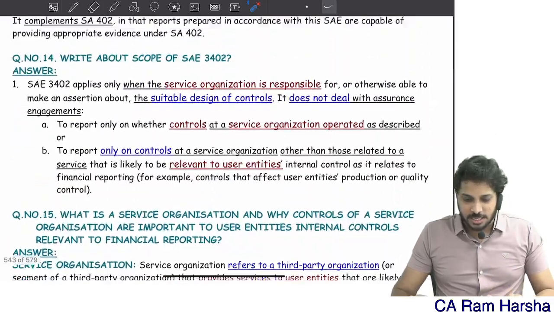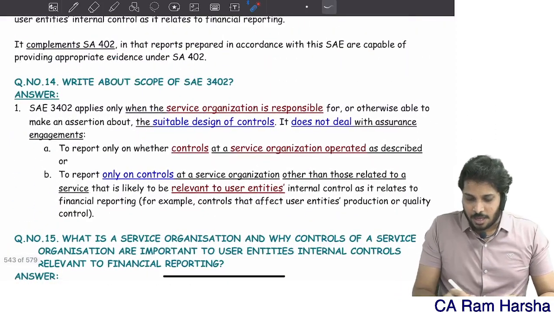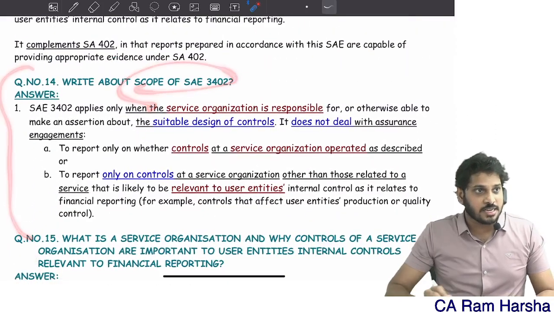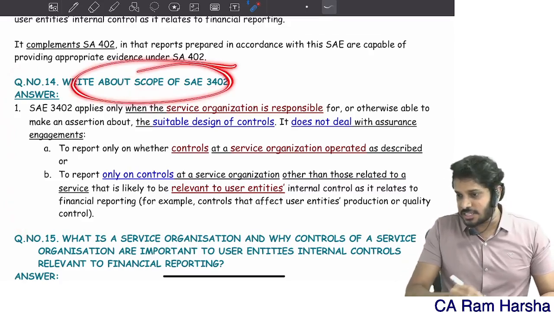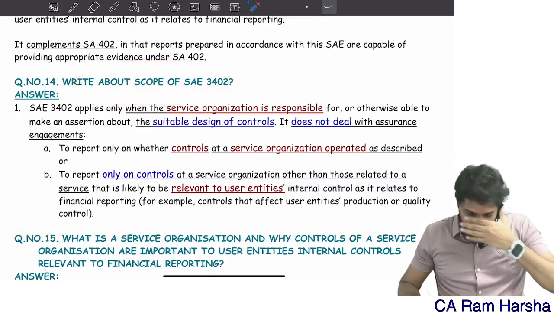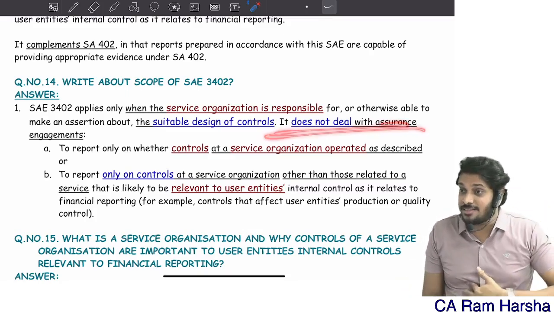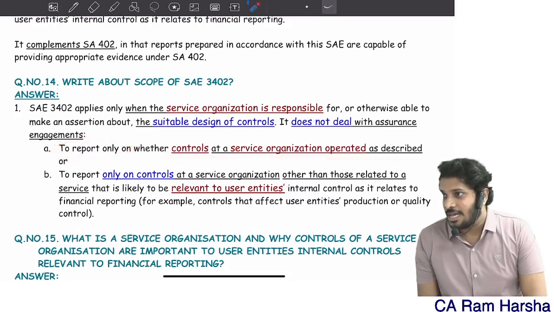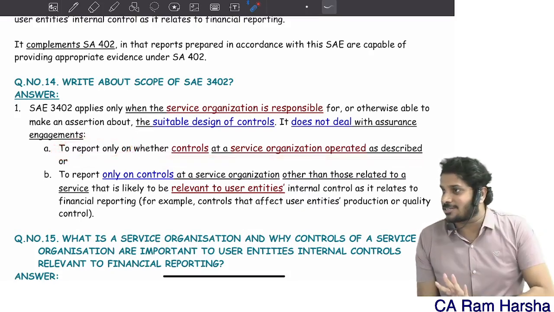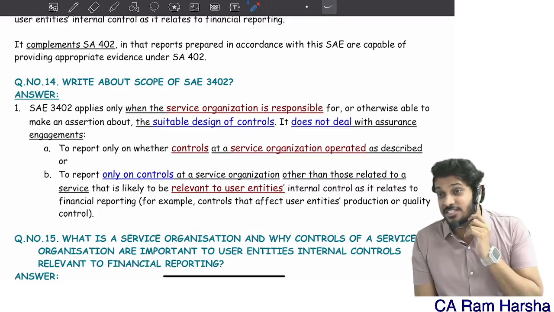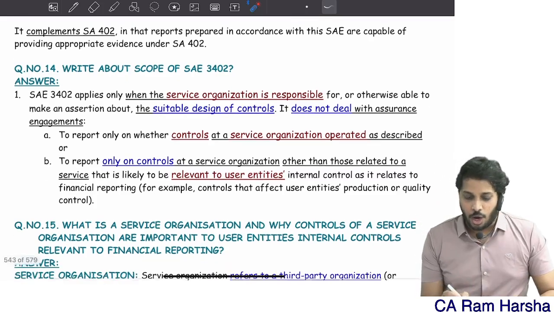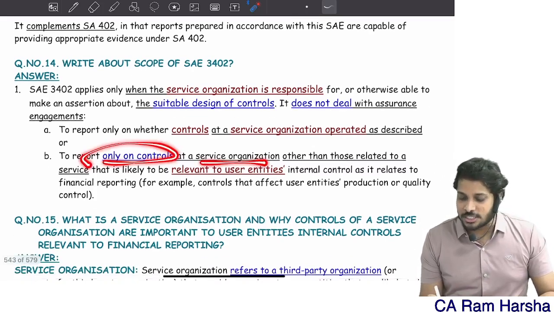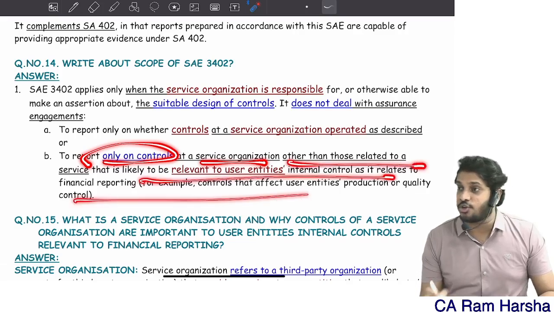The standard says in the introduction itself, the scope of the standard itself says the standard does not deal with a report only on controls at a service organization where your report is not going to third parties. Then the standard will not apply. Then which standard is applicable? The agreed upon procedures standard will apply.